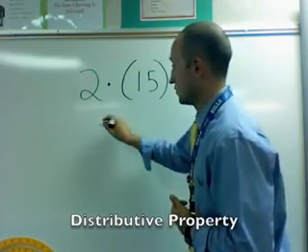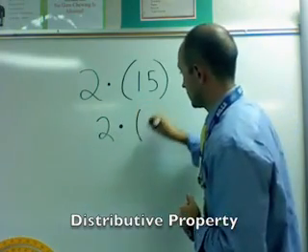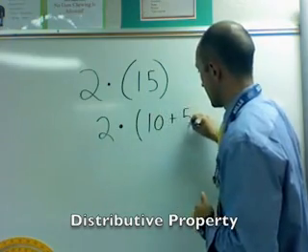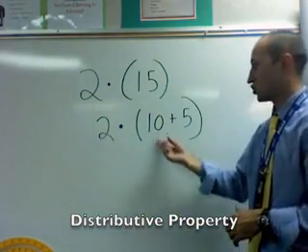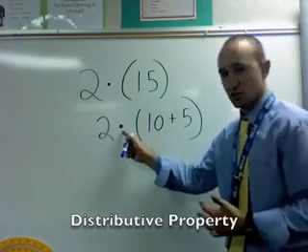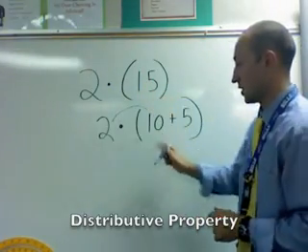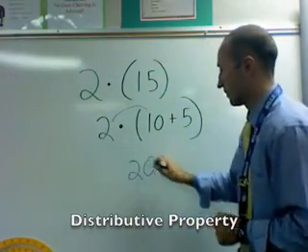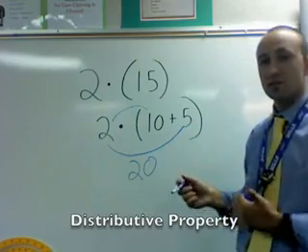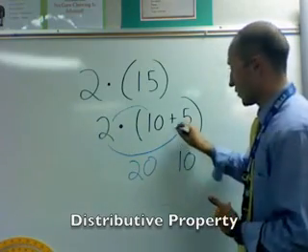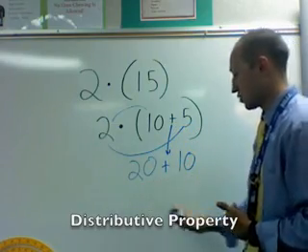I'm going to rewrite it here. The 2 stays the same. 2 times, we said 15 could be 10 plus 5. So it now ends up being 10 plus 5. And now what I want to do is take this 2 and distribute it to both of the numbers. So the multiplication stays the same. First problem, 2 times 10. I'm going to distribute it out. That ends up being 20. Now I want to take my 2 and distribute it out to the other number. 2 times 5 is 10. We had addition in the middle, so I'm going to bring that down. 20 plus 10 is going to give me an answer of 30.